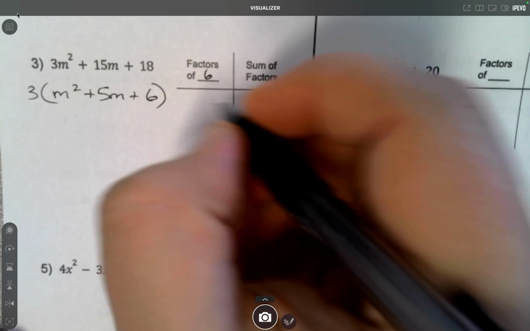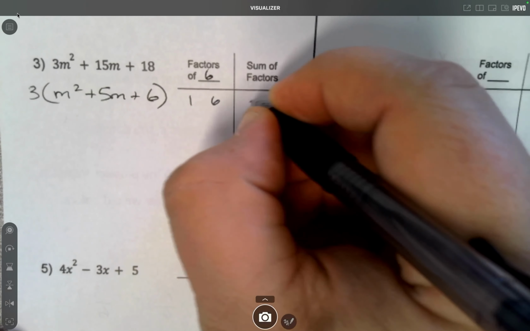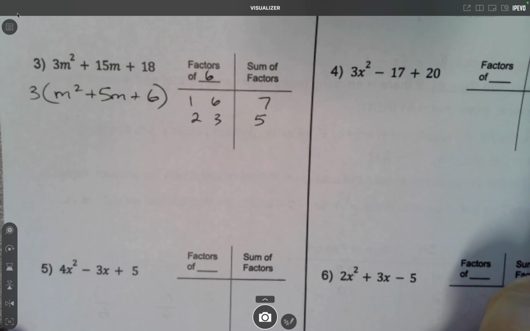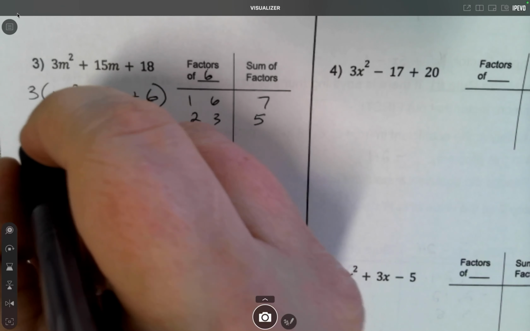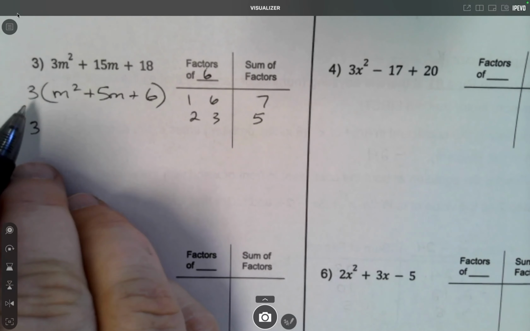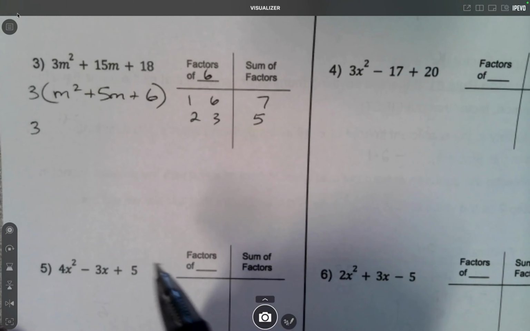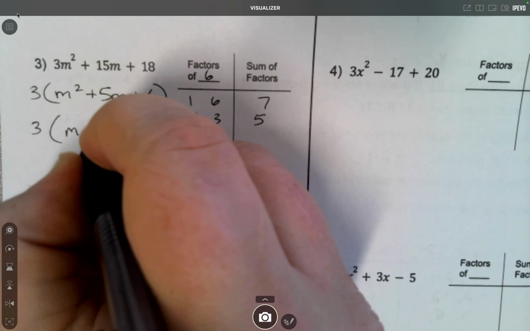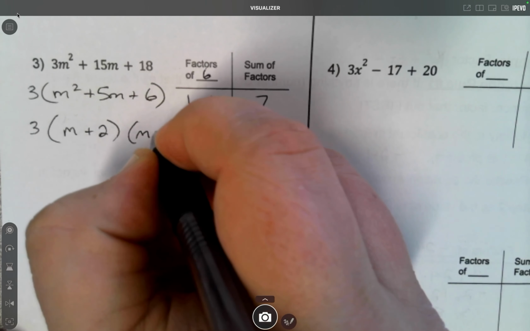So factors of 6, see 1 and 6, that adds up to 7, but 2 and 3 adds up to 5. So we get 3, don't forget that, that's a common mistake I see. People will factor out the 3 and then it disappears from their answer. It's still part of what we started with, so we still have to include it. And we get m plus 2, m plus 3.